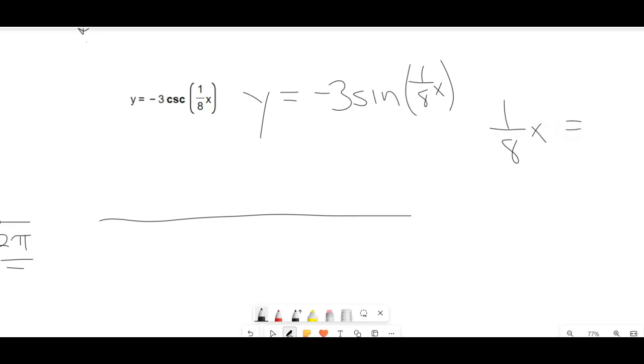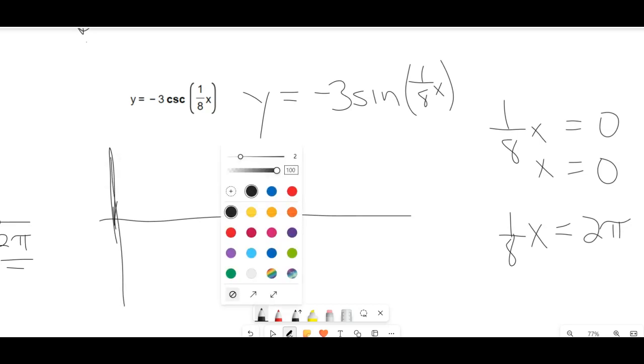Okay, so when we are coming up with the period, I always like to take my inside. This typically happens at 0 and 2 pi. So I take the inside of the sine or cosine and set that equal to the left and right end. So I set that equal to 0, I set that equal to 2 pi, and then I solve for x. So multiplying both sides of this top equation by 8 to solve for x would give me still 0. So this still happens at 0. That's going to be on the y-axis, so that's 0.